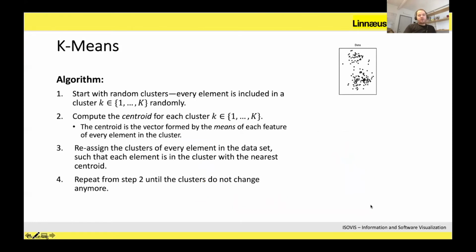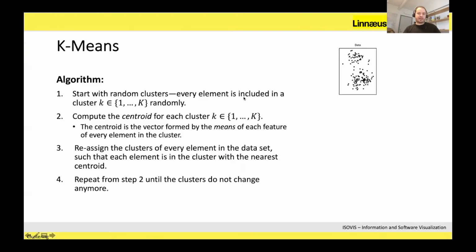So what's the algorithm behind this? Let's take a quick look at this. Of course, this is not going to be a super mathematical treatment of the whole thing, but it's just supposed to give you an intuition. Okay. So the first thing we do is, the algorithm is, we start with random clusters.